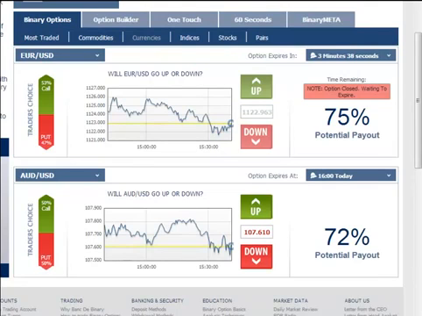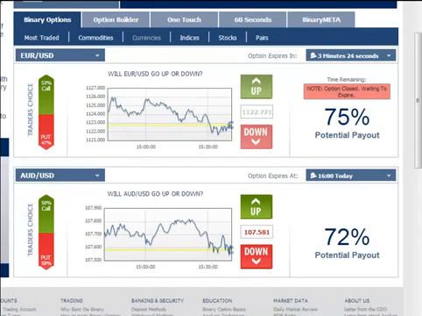The mechanics are quite easy. The challenge is in selecting the right assets and the right direction. That is where we come in. We can help you understand trends and develop profitable strategies using our binary options trading guide.